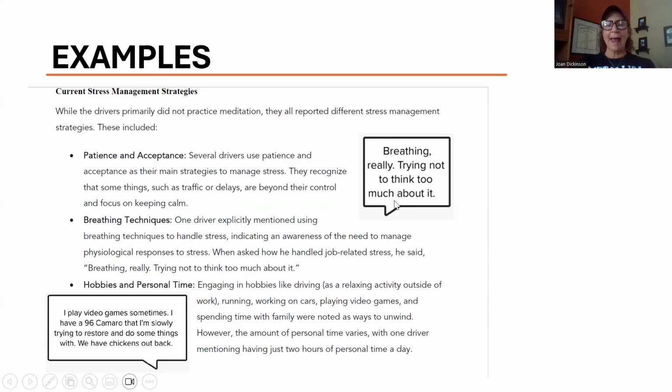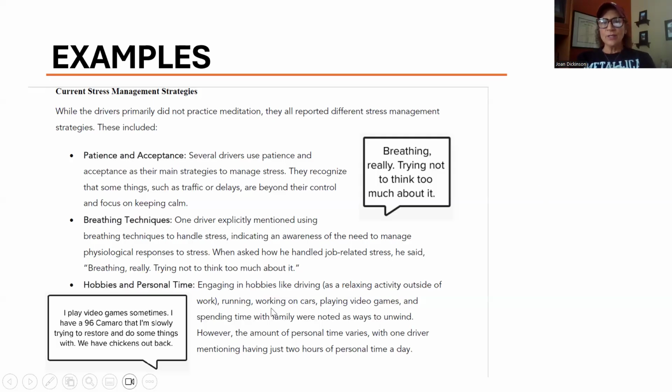And then she's giving actual quotes to support the themes. So here she has one of the themes was breathing techniques, and one of the drivers said, breathing really, try not to think too much about it. So that helps to reinforce that theme. It is really, really important that when you have your themes, you give example quotes from the participants that support those themes. Really important that you do that because, again, it shows transparency in the data.